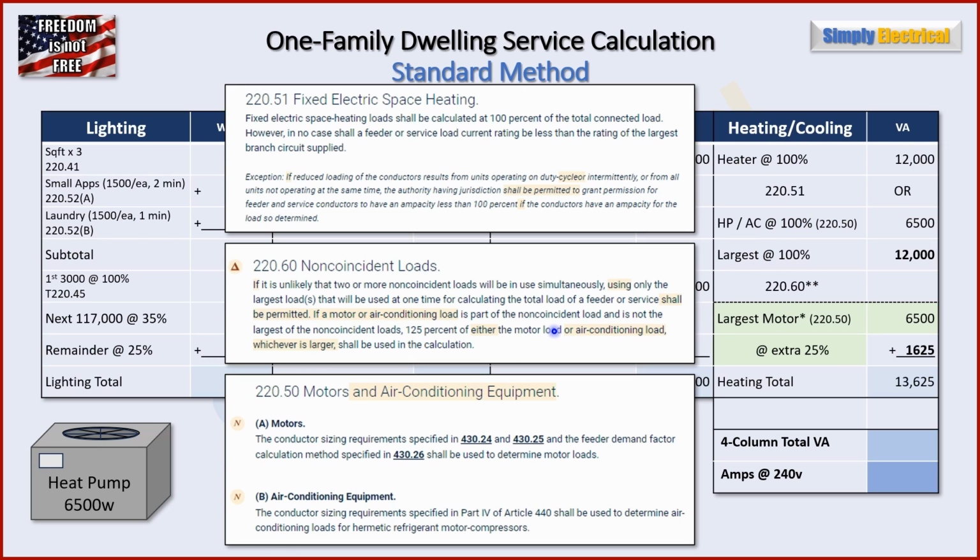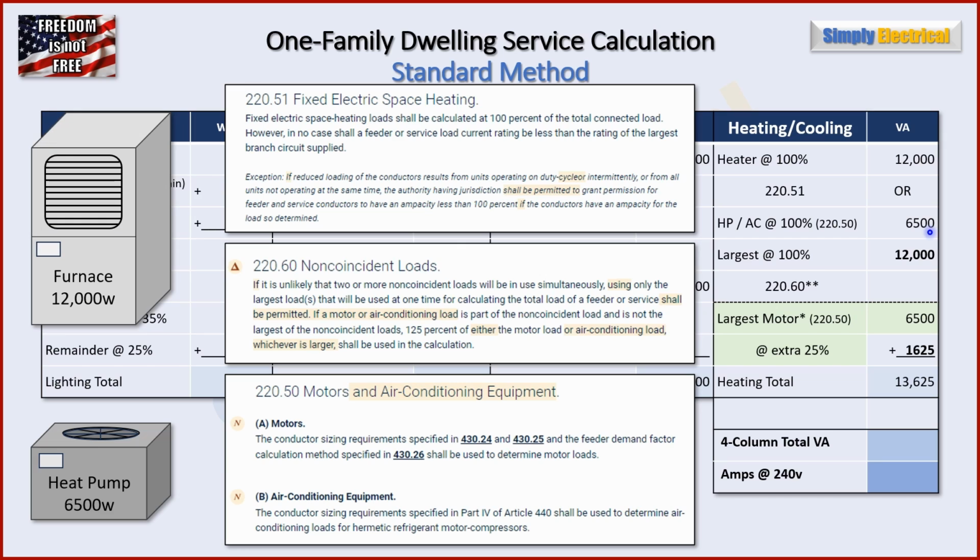but then the second part says you take the lesser of the two and at 125%. So in our case, that means we would take the 12,000 VA for the heater and 6,500 VA plus an extra 25% and then add them both together. And that would be an astronomical calculation for us. In fact, that would come out to 20,125 VA, which is absurd. But that's exactly how they've got it worded here.